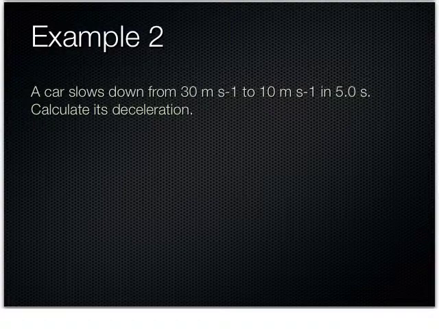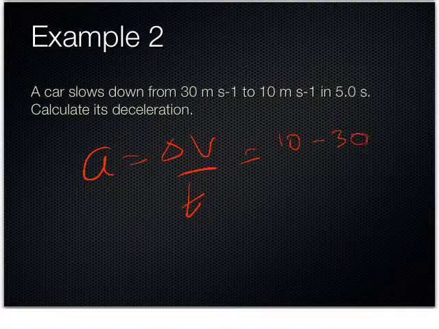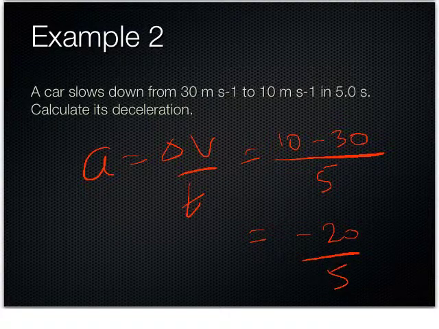A car slows down from 30 to 10 in 5 seconds. Calculate the deceleration. So remember, acceleration equals change of velocity over time. Change of velocity is final minus initial. So the final velocity was 10, initial was 30, divided by the time of 5. So we've now got negative 20 divided by 5. That will equal a negative number, in m over s squared.